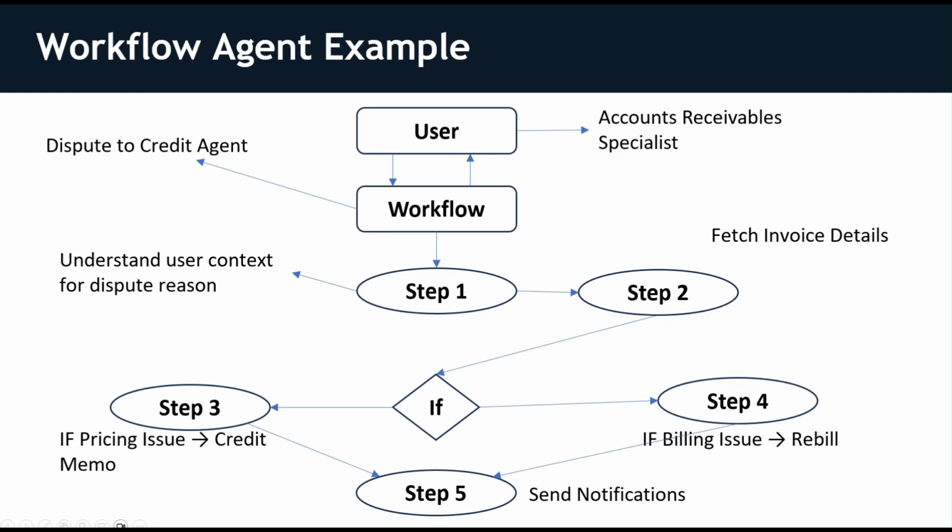So rebill is correcting and reissuing the invoice, if you don't know. That's how it goes step by step. When this happens, it will go this way, and based on that, it will create a credit memo. If this is not the case, then it will create a rebill, and finally the agent can send a notification back to the customer or maybe an AR specialist that this has been closed or a dispute has been created, right? So each of these steps is documented, every step predefined, every branch mapped, every outcome traceable.